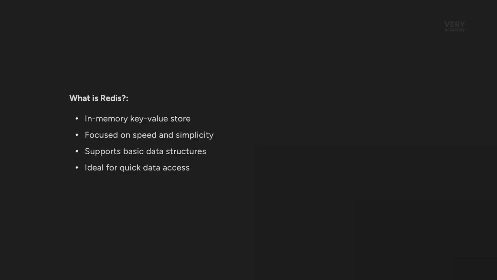So Redis is an open source in-memory key value store. It's designed to provide incredibly fast data access by keeping everything directly in memory. It works with simple structures like strings, lists, and sets, and focuses on being lightweight and easy to use. So Redis shines in situations where speed and straightforward operations matter most.